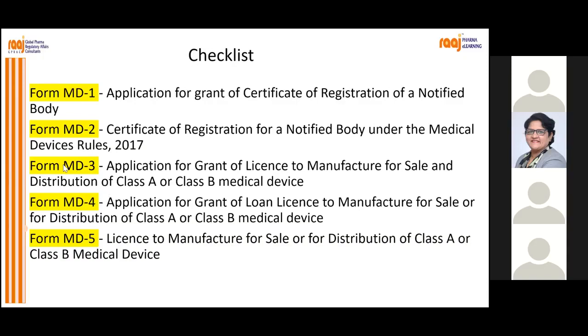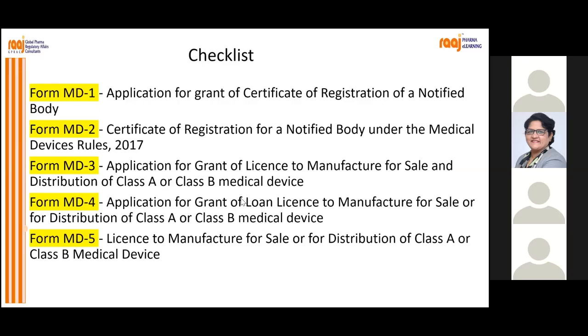Then if you see MD3, application for grant of license to manufacture for sale and distribution of class A and class B medical device. So this is MD3. All right. So now if you see MD4, MD4 is grant of loan license for manufacture, for sale or distribution of class A or B. Now you may think, okay, these two are the same, only for A or B. The difference is the loan license.